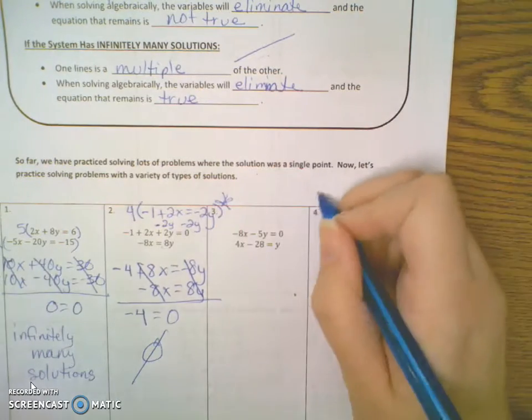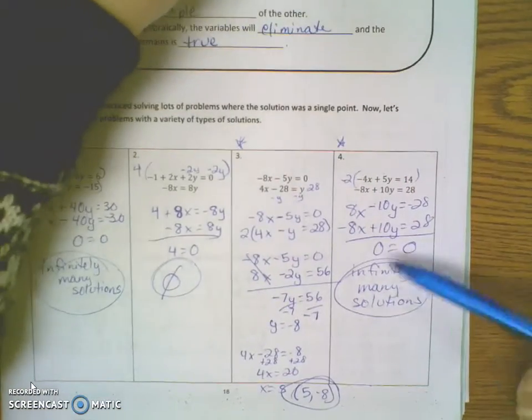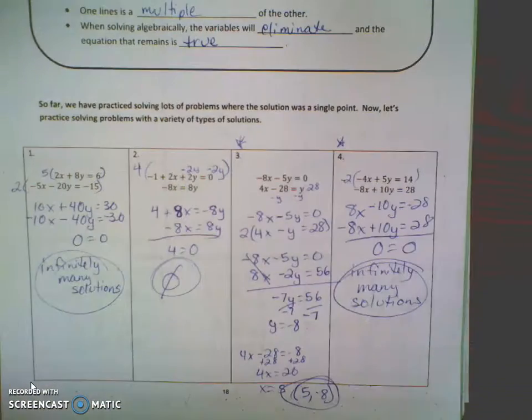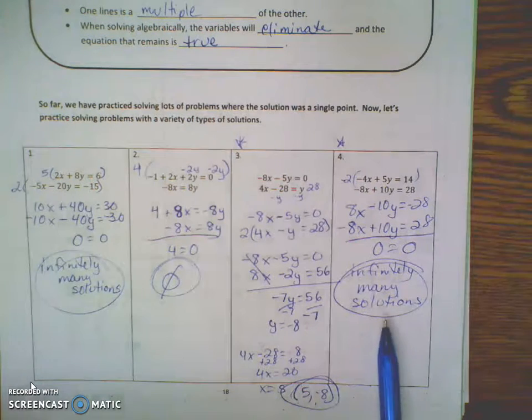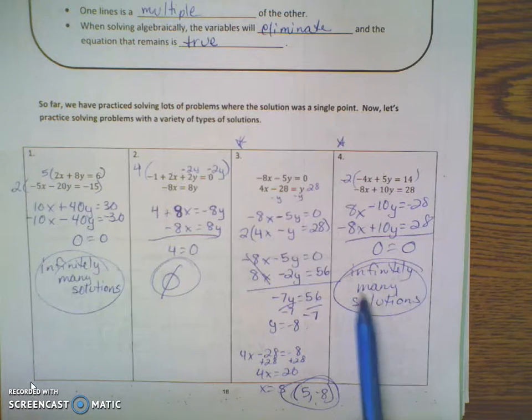Okay, I want you to try those, so pause the video and give them a try. Okay, here are our answers. For number 3, that was actually a fairly normal equation, and there was only one solution, which comes out to be 5, negative 8.